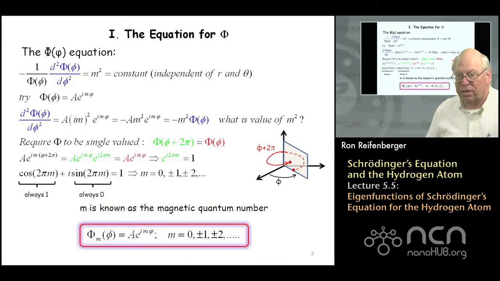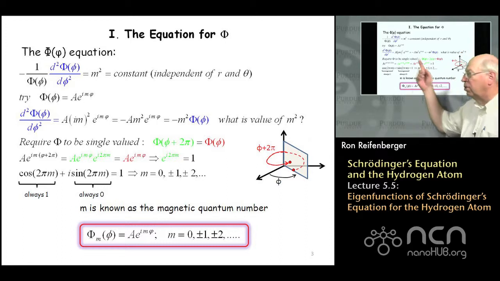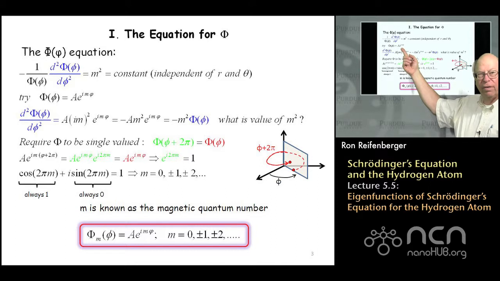This equation for capital phi is a pretty simple differential equation, and the solution can almost be guessed at, right? Because you can just try a few different functional forms, and you very quickly realize that this e to the im phi is going to satisfy this differential equation.